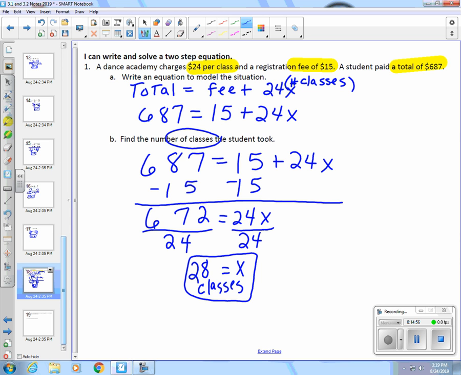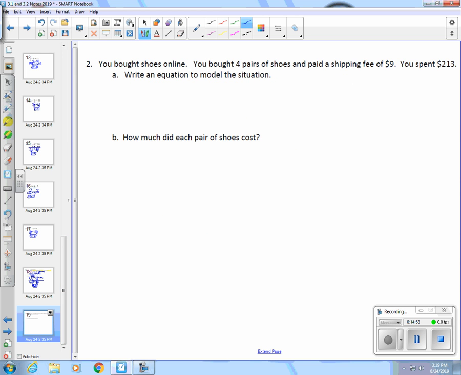One more story problem. Life is not complete without a story problem. You bought shoes online, you bought 4 pairs of shoes, and you paid a shipping fee. So 4 pairs, shipping fee of $9. Oh, and you spent $213.